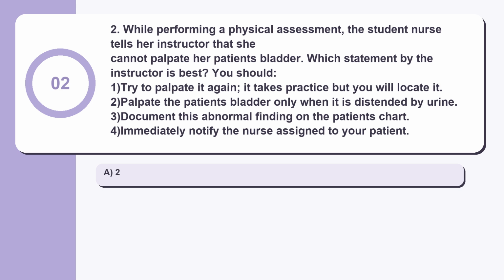Question 2. 2. While performing a physical assessment, the student nurse tells her instructor that she cannot palpate her patient's bladder. Which statement by the instructor is best? You should: 1. Try to palpate it again. It takes practice, but you will locate it. 2. Palpate the patient's bladder only when it is distended by urine. 3. Document this abnormal finding on the patient's chart. 4. Immediately notify the nurse assigned to your patient. Answer: 2.